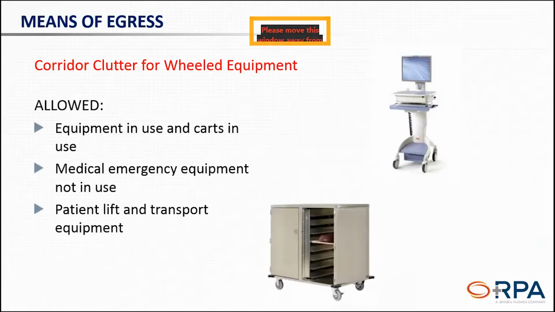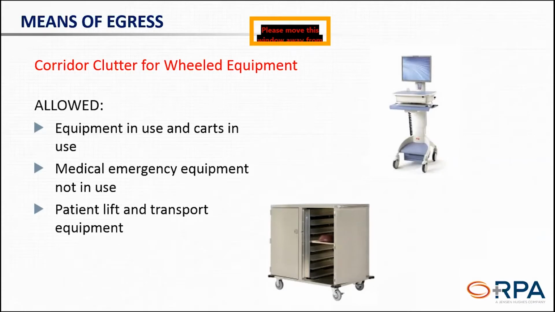So equipment that is in use and carts that are in use. And what is that? Well, that's where you have an EVS cart or housekeeping cart, and housekeeping is in the patient room. They're cleaning up the room. Their cart's out in the hallway. No big deal, because that equipment is in use. They're using that cart. They're going to take it when they leave that room and go on to the next one. Crash carts, medical emergency equipment, not in use.